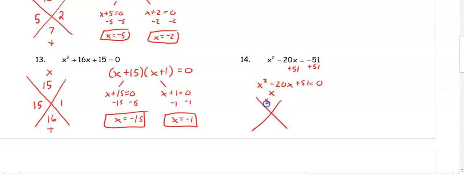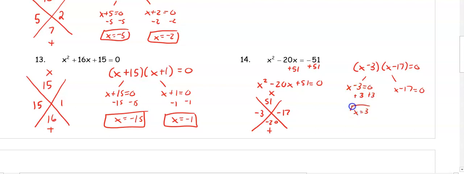So because we are multiplying to a positive but adding to a negative, both of our numbers need to be negative. So we would have negative 3 and negative 17. So we would get x minus 3 times x minus 17 is equal to 0. Each parenthesis gets set equal to 0, so x minus 3 equals 0, and x minus 17 equals 0. We can add 3 on both sides, so x equals 3. We can add 17 on both sides, so x equals 17.